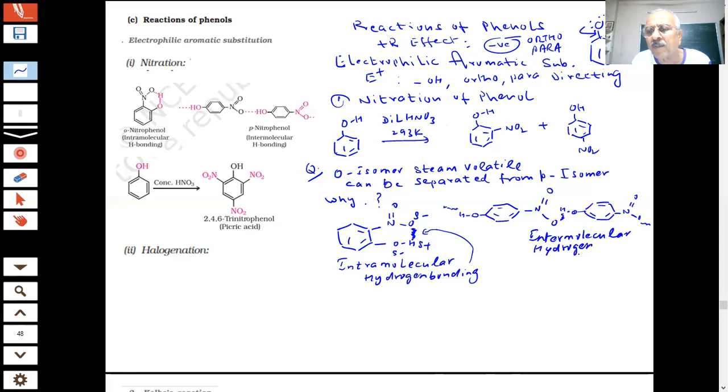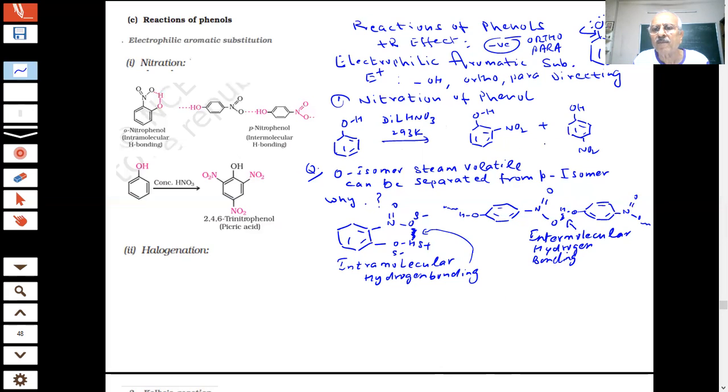See the difference? One is intra, the other is intermolecular hydrogen bonding, where molecules are now joined together by intermolecular bonds. Therefore, the boiling point of this will be more and the boiling point of this will be less. Clear?